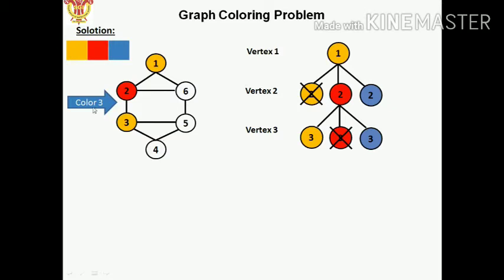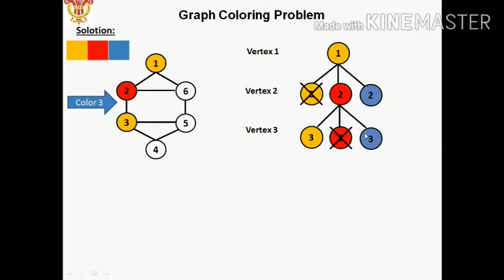Again, to color this 3 node, I am again having the 3 options. I am going to discard this one because it is having the same color. If I take this 3 as red, then 2 and 3 will have the same color. That's why I'm going to discard this one. Going to take this 3 itself.